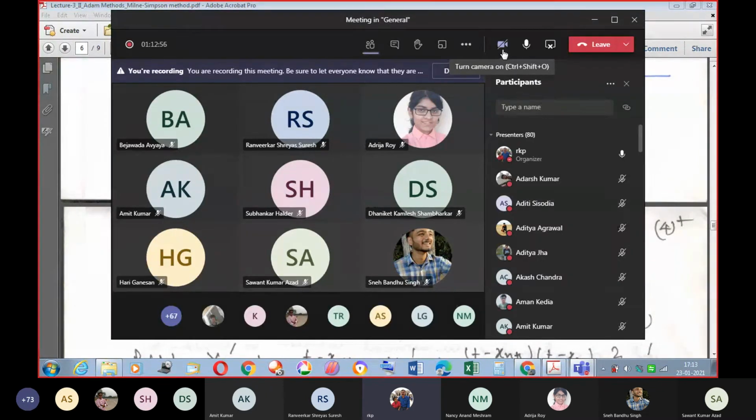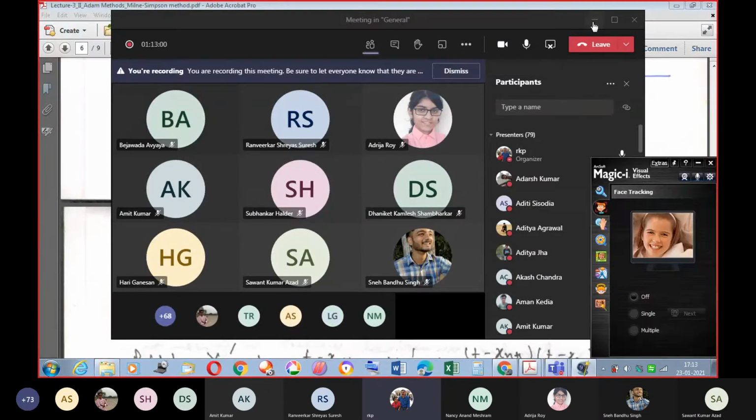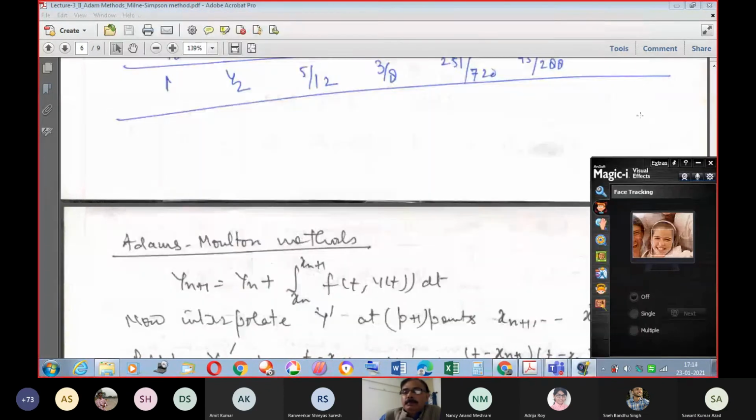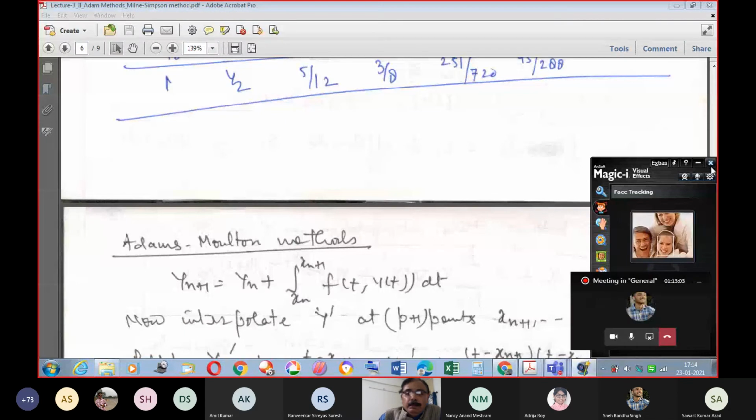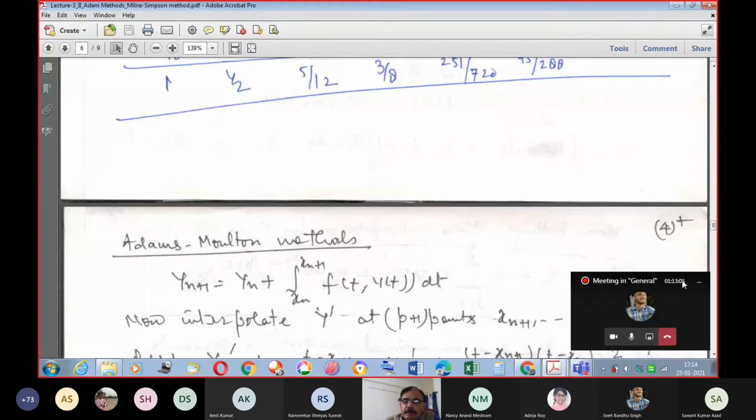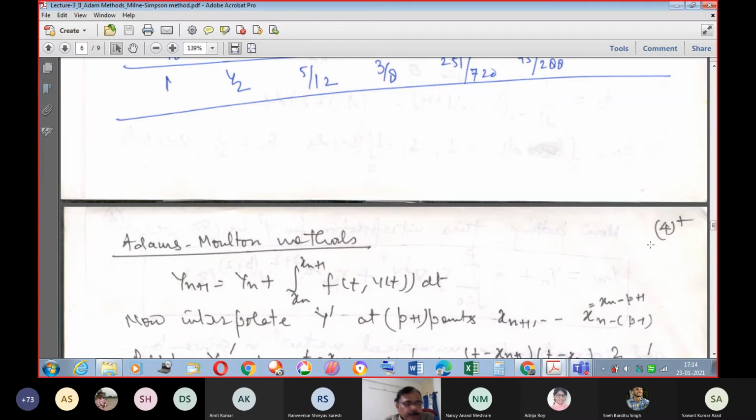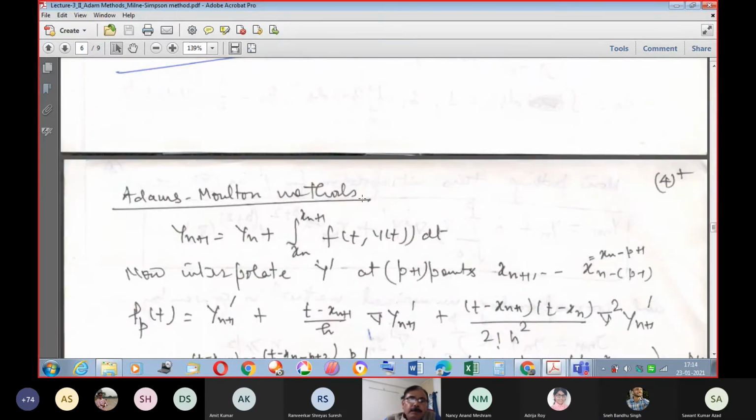Okay, for the next method, that is your Adams-Moulton method. There is a very slight change. Exactly the same thing. y prime is integrated from xn to xn plus 1. Again, the same: yn plus 1 equals yn plus the integral from xn to xn plus 1 of f, or y prime.